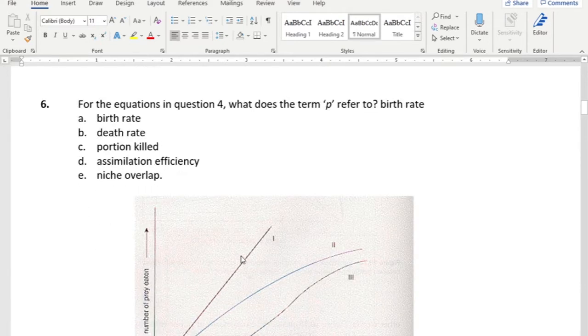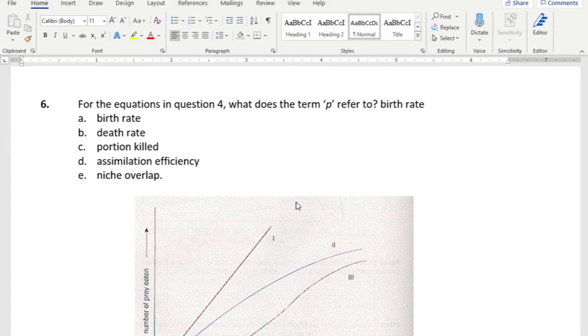Question 6. For the equations in question 4, what does the term P refer to? It's not birth rate, it's not death rate, it's the proportion killed. We've already done assimilation efficiency. Death rate is D, birth rate is going to be B, growth rate will be R, niche overlap is going to be alpha, so it's going to be the portion killed.